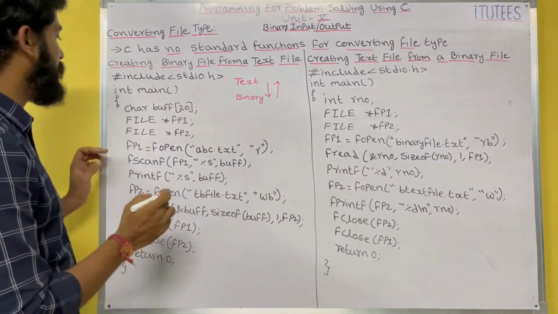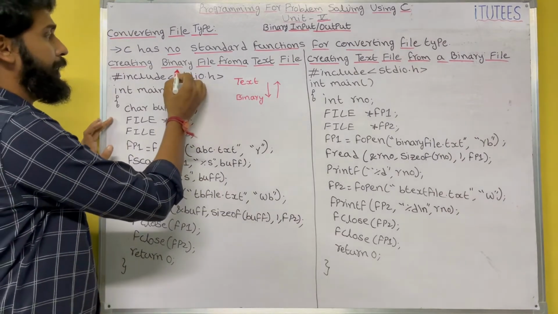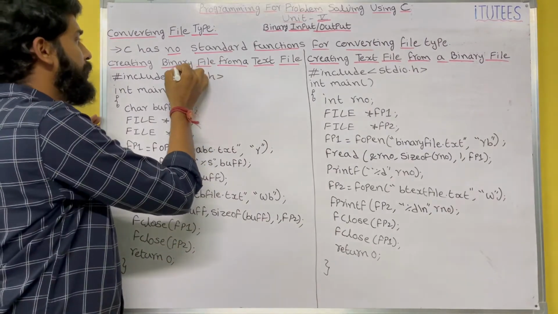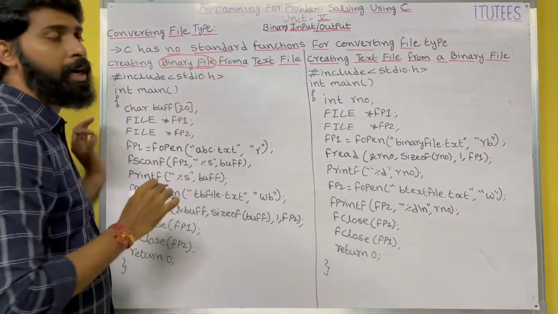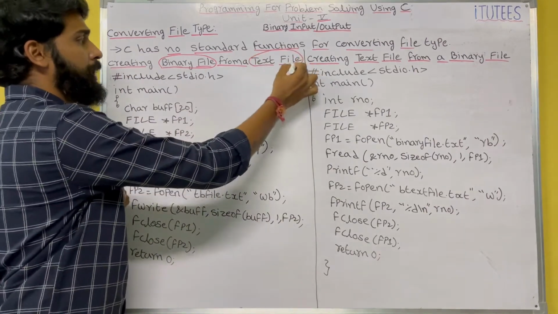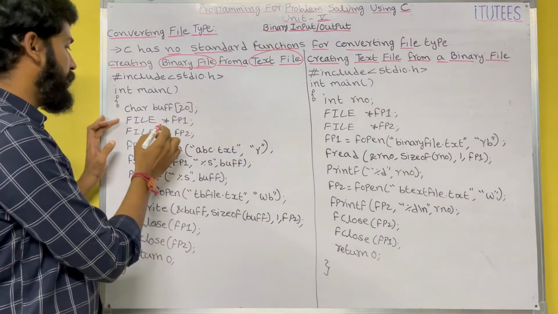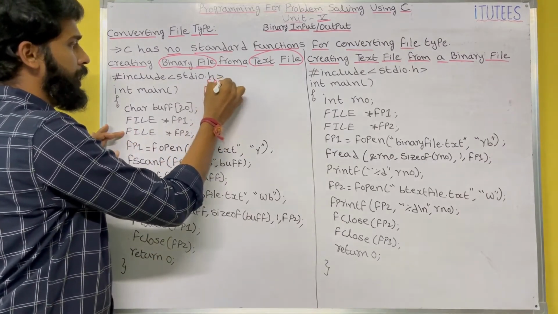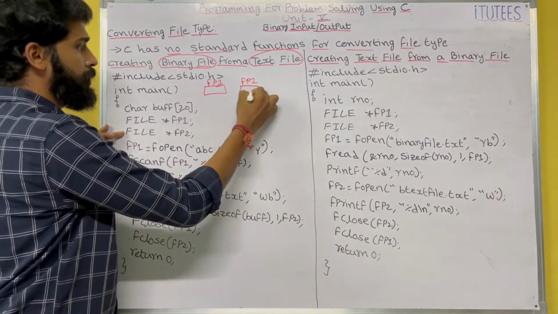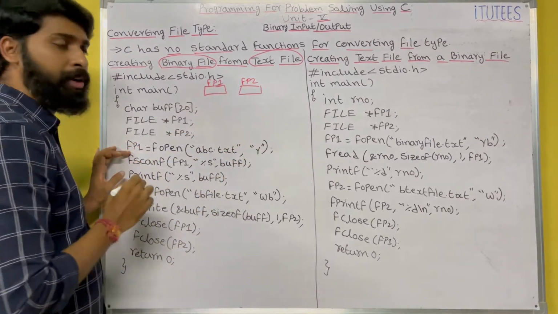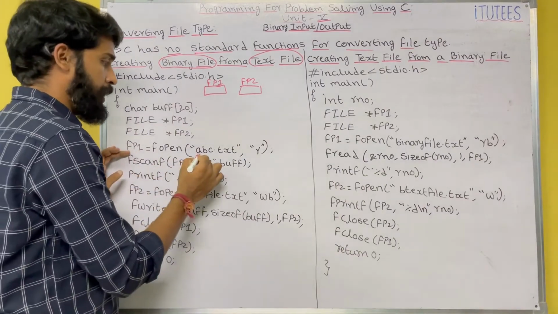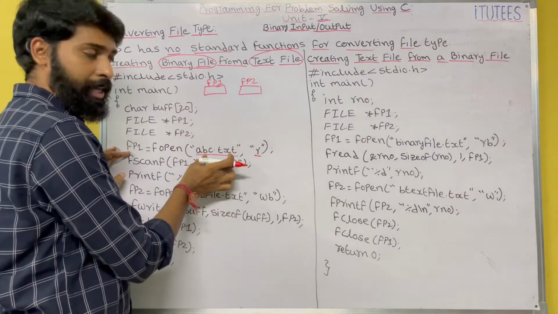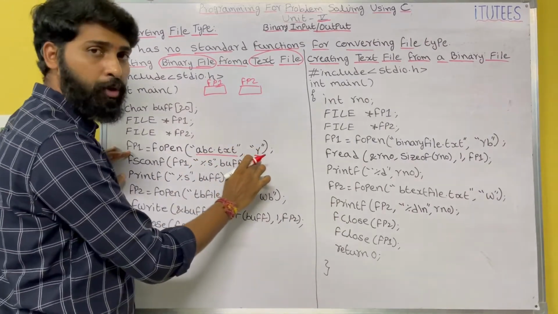This is the program for creating a binary file from a text file. So here we are giving the input as a text file and converting it into a binary file. Here I am taking two file pointers, one is fp1, another one is fp2. After that, fp1 equals fopen abc.txt in r mode. So this is the text file abc.txt, which I opened in read mode.